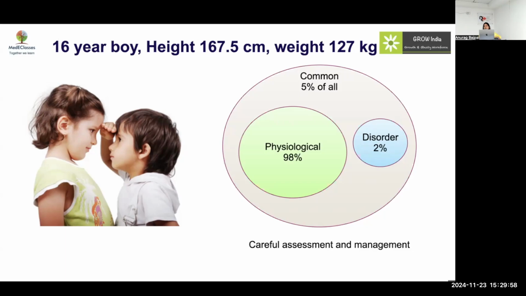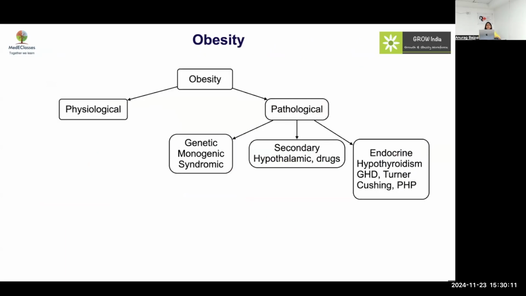And so we should carefully assess them and manage them accordingly, because most of them are physiological ones. To avoid unnecessary workup, we should take caution while doing the assessment. In obesity, we have to see whether it is physiological or pathological. 98% is physiological, and when it is physiological, the growth should be normal, they have a normal puberty, and the development should be normal. Then it only lies under the category of physiological obesity.